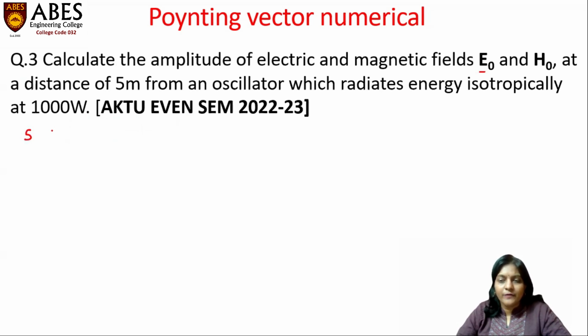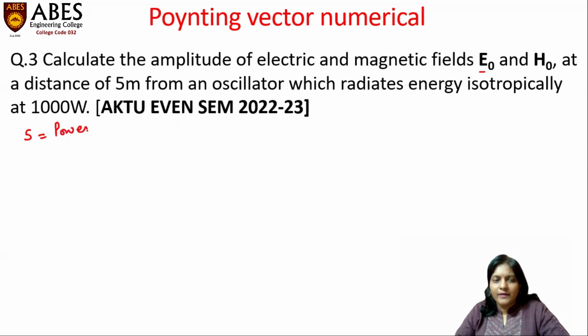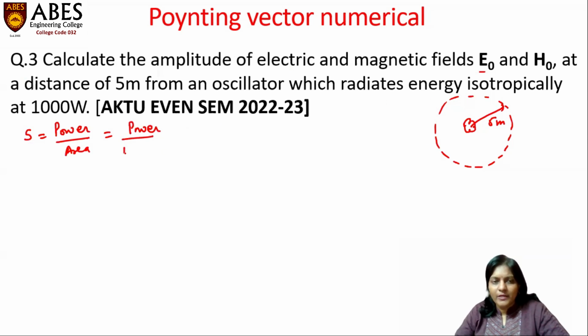The Poynting vector is not given, but we will first calculate it. And we know that the Poynting vector is the power upon area. So if this is the oscillator, it radiates the energy till 5 meter. So power is the power, and the area in 3 dimensions will be 4 pi r square, because energy is radiated into 3D and the area of the 3D sphere is 4 pi r square. So power is 1000 watt upon 4 pi r square.